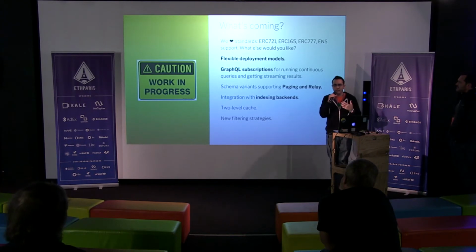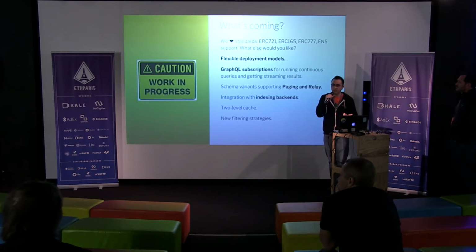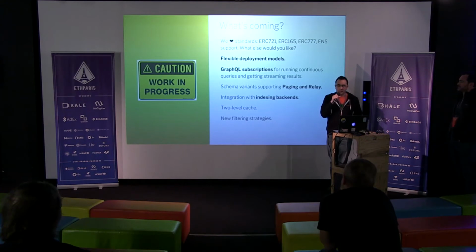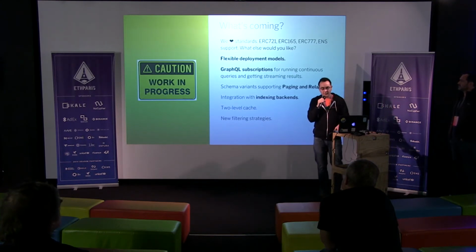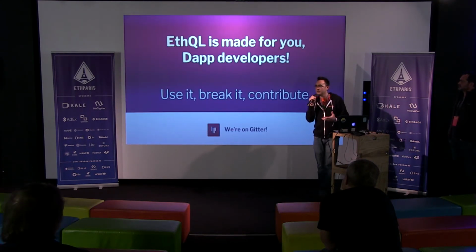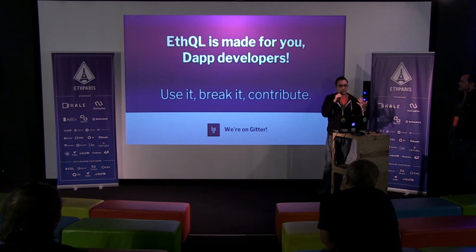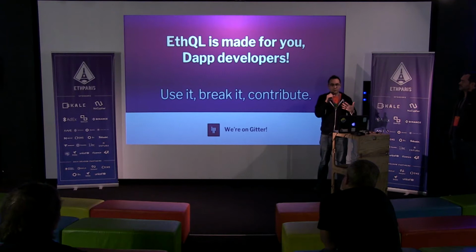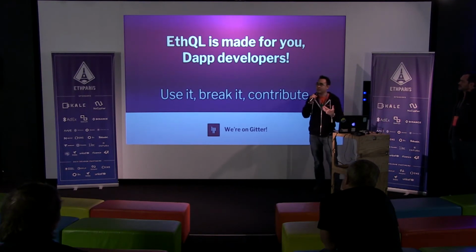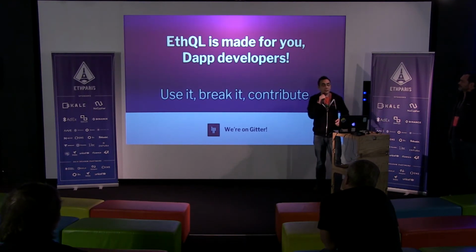We want to add schema variants for paging and also relay clients. Integration with indexing backends, two-level cache, and new filtering strategies. Things that support dApp developers, because at the end of the day, the EthQL project is made for dApp developers, for you guys to use it, break it, contribute to it. Let us know what you think about it.